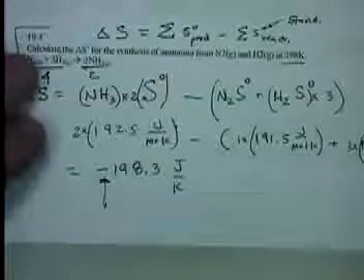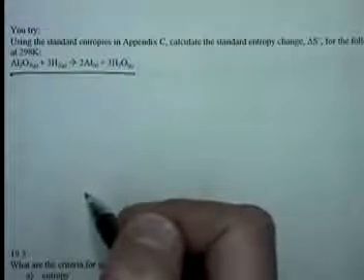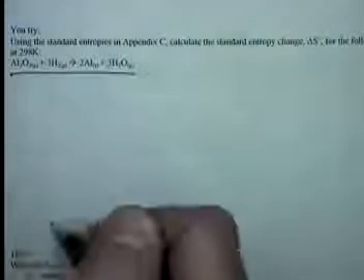Well, if you flip the page to page number 14, at the top of the page, it has a Try It problem where it says, using the standard entropies in Appendix C, calculate the standard entropy change, delta S, for the reaction of aluminum oxide and hydrogen to form aluminum and H2O. Now, if you understand this concept, you can just fast forward through this part, but I'm just going to do the work on here.